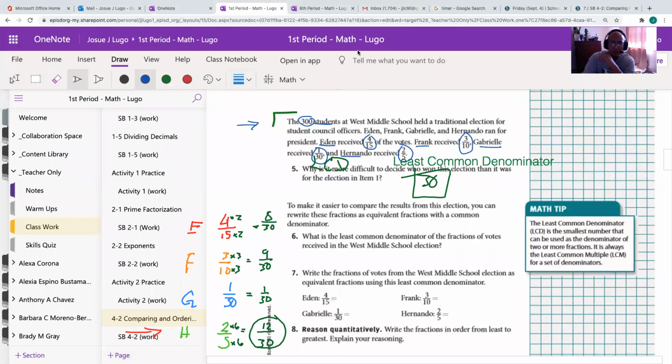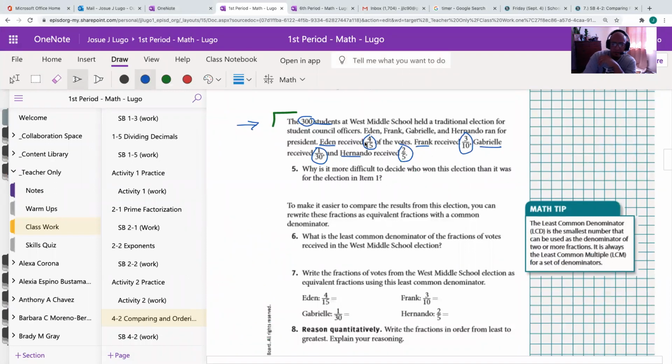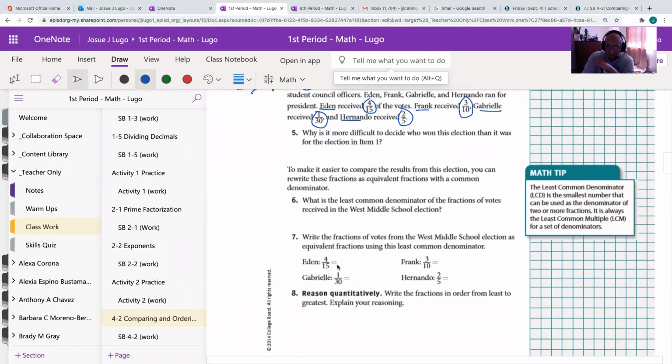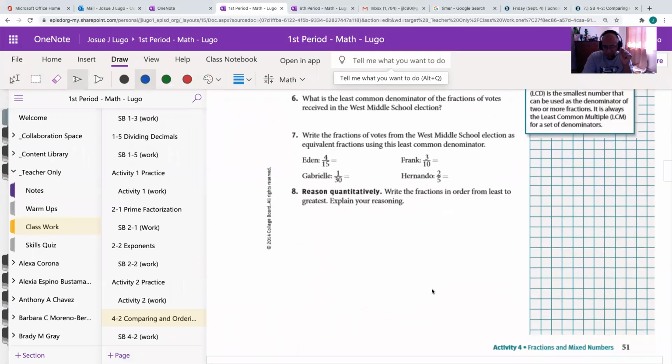So now I'm going to clear this up. We found, again, number 6, the least common denominator was 30. And when we did that, we got these fractions, which is exactly what I had in my notebook: 8 out of 30, 1 out of 30, 9 out of 30, and this was 12 out of 30. And that's how we did that.